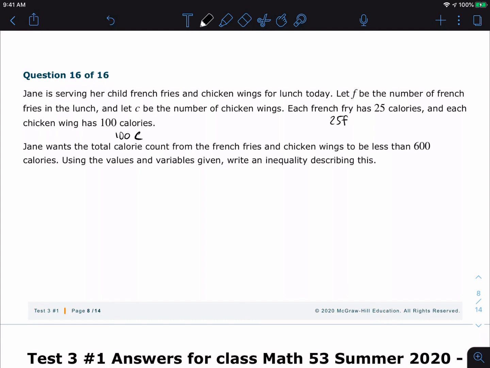Jane wants the total calorie count for the French fries and chicken wings to be less than 600 calories. Use the values in the variables given. Write an inequality describing this. So I'm going to go, okay, 25 calories for each fry plus 100 calories for the chicken has to be less than 600. And that's our answer. We okay with that?